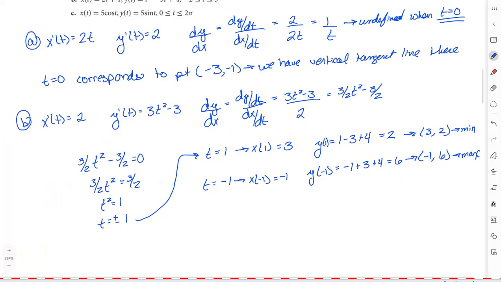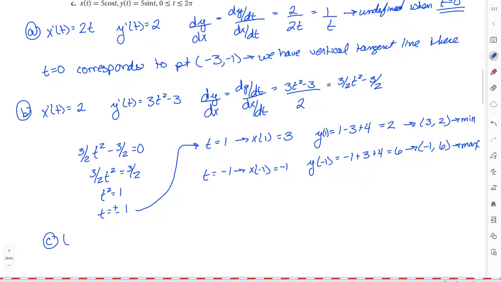So now let's look at C. And I'm going to recopy the problem down here. So we have x of t is equal to 5 cosine of t. Y of t is equal to 5 sine of t. And this works for 0 is less than or equal to t is less than or equal to 2 pi.